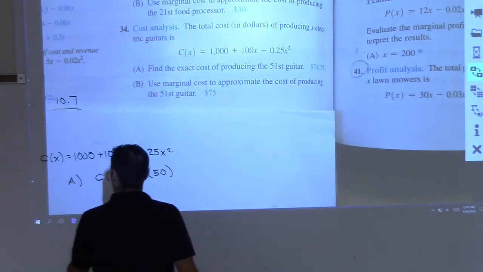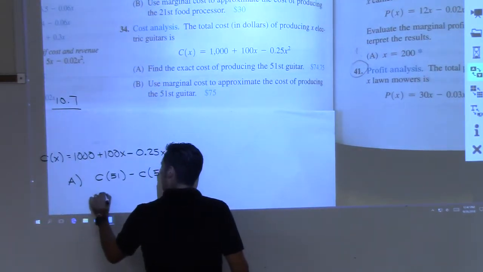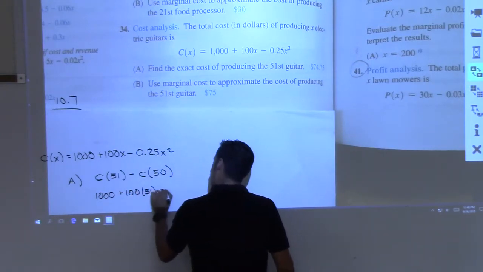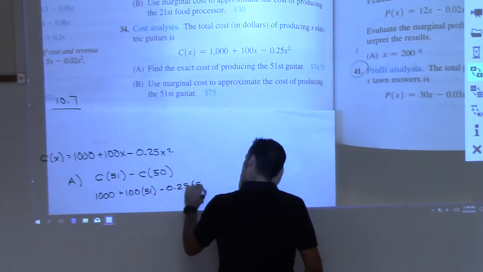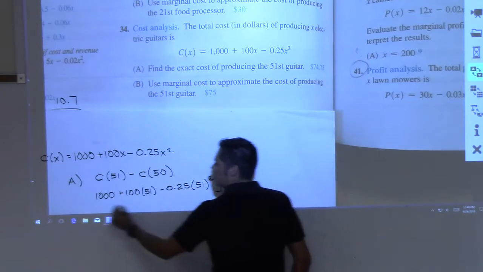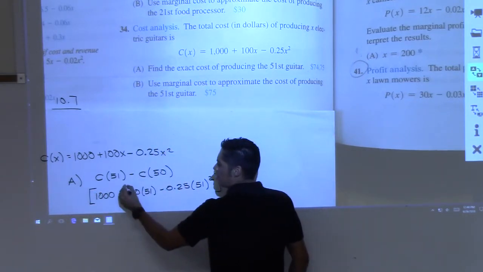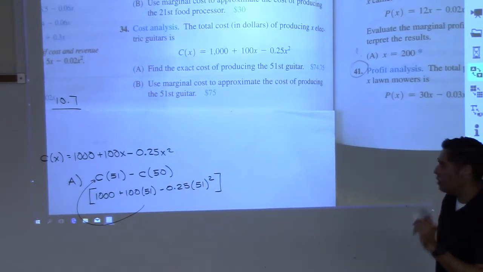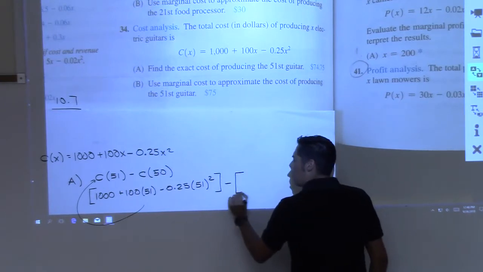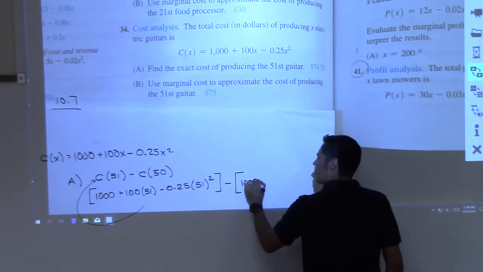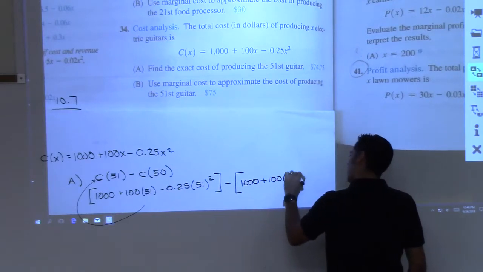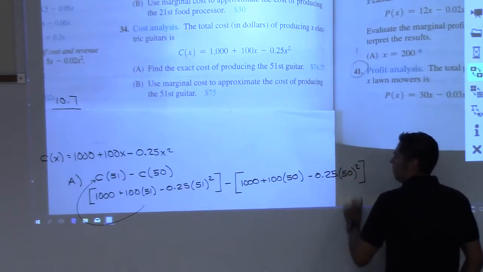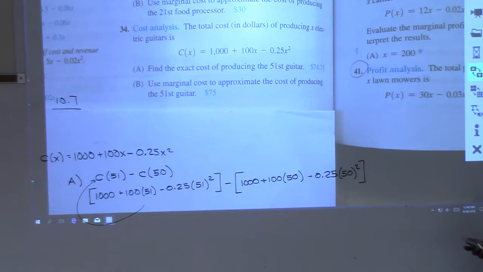All right, so this will be, we plug in 51 first. Okay, so everything that's here is just that, right? That's the cost of producing 51 guitars. And then we want to subtract from that the cost of producing 50 of them. All right, and for this one, I think I'll actually go through the computation, to make sure we get the right answer here.